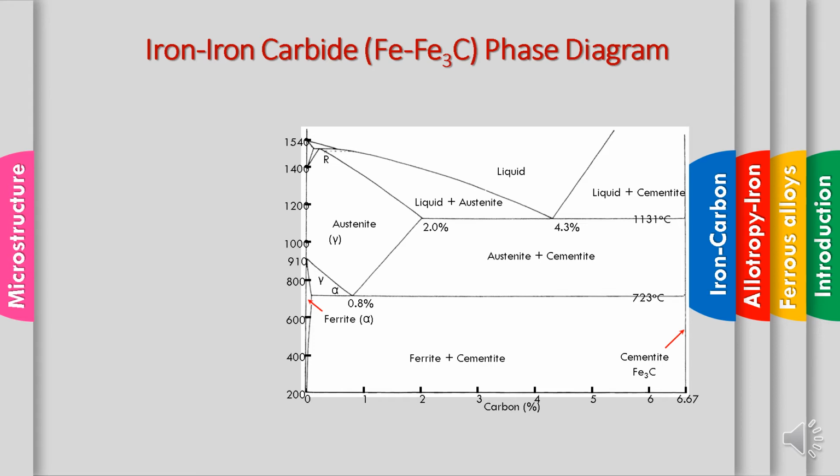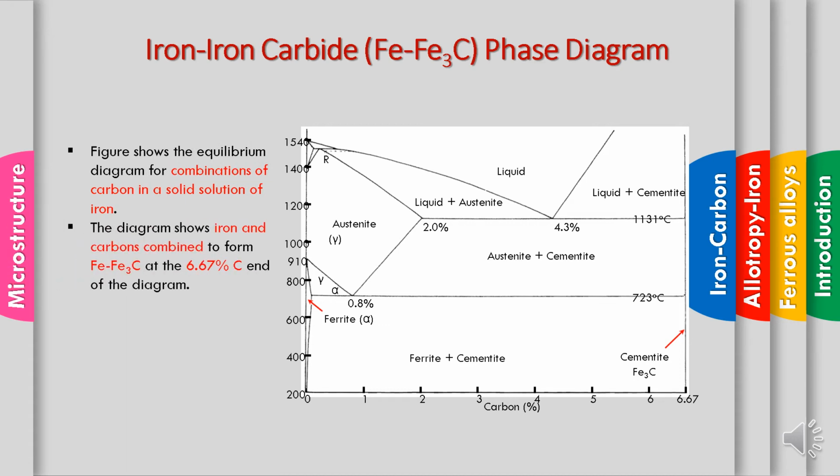Okay, and this carbon percentage ranges from 0 to 6.67%. From the left side, 0% of carbon, we call it pure iron. And for the right side, at this line, there is 6.67% of carbon in the iron base. At 6.67%, there is a formation of cementite, which is the formation of Fe3C.